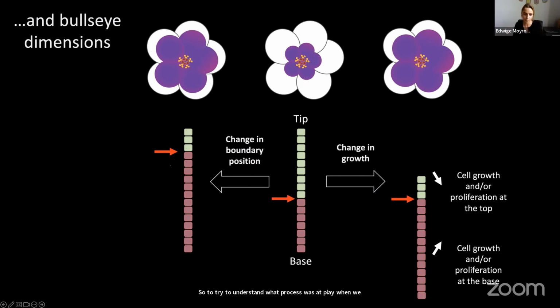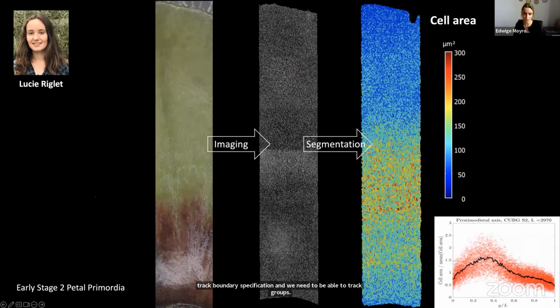So to try to understand what process was at play when we generated flowers with a bigger bullseye, we thought we need to do two things. We need to be able to track boundary specification, and we need to be able to track growth. And Lucy in our lab developed a confocal imaging pipeline to do just that. So she imaged the full surface of the petal. I'm only showing you one stripe. But the idea is she can track cell behavior.